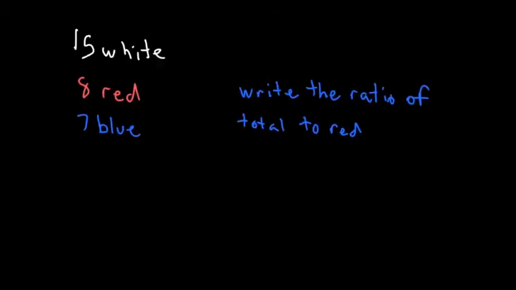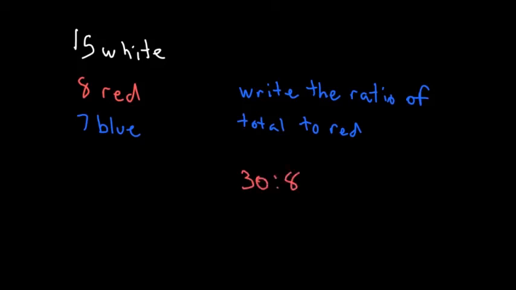Now we're going to do one more. So we have 15 white, 8 red, 7 blue. And we want to write the ratio of total to red. So first we need to find the total, and then write a ratio with the red. So 15 plus 8 would be 23, plus 7 would be 30. So I got 30 total out of 8.